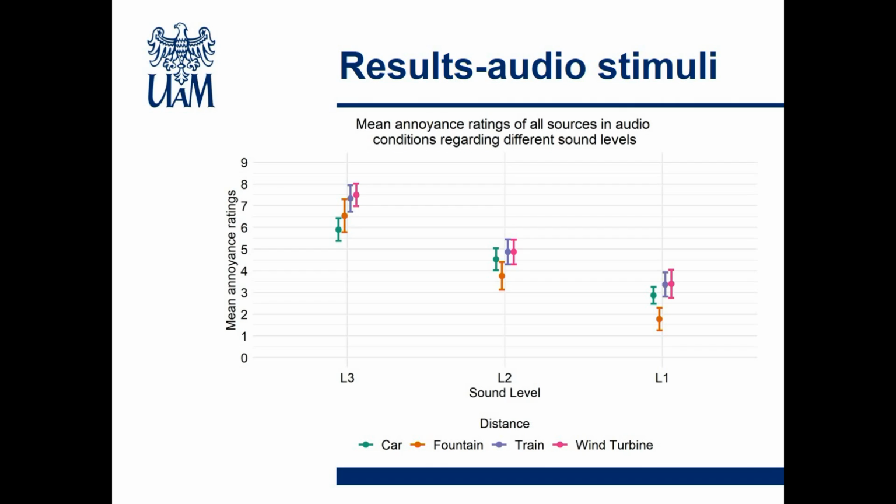And by using this method, we got such a result in experiment 1. On the y-axis you have mean annoyance rating, averaged over subjects, and on the x-axis you have different sound levels: L3, L2, L1. This statistical analysis reveals significant differences between the means of the annoyance ratings of sound level L1, for all the pairs, including the fountain and one of the sound sources. So fountain and one of the other sources.